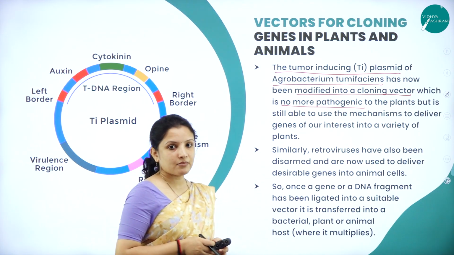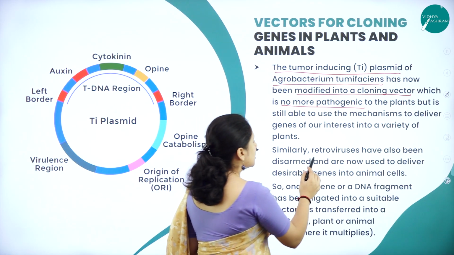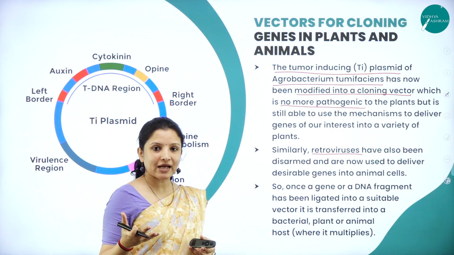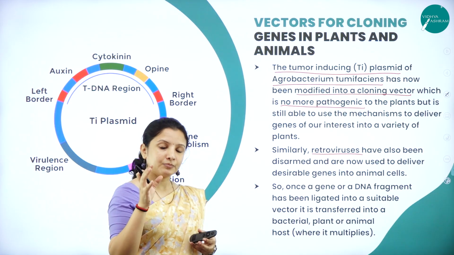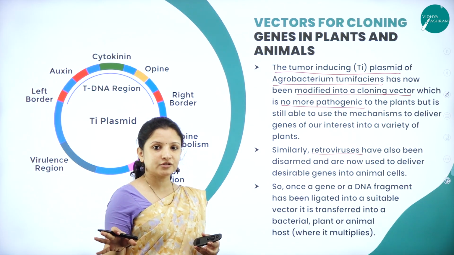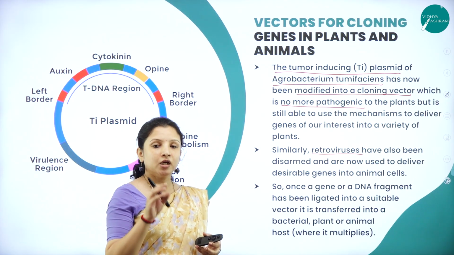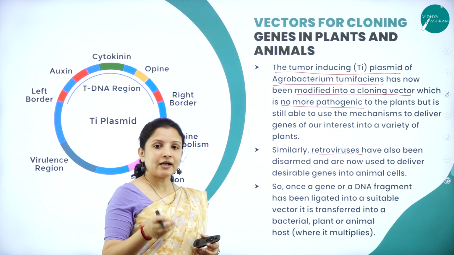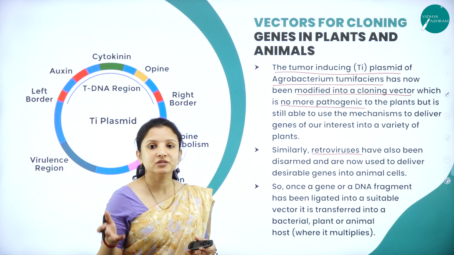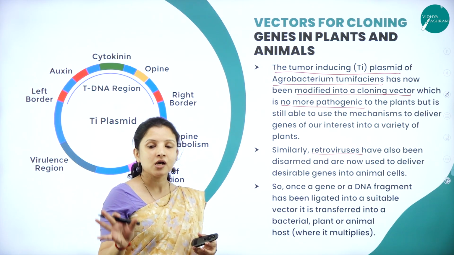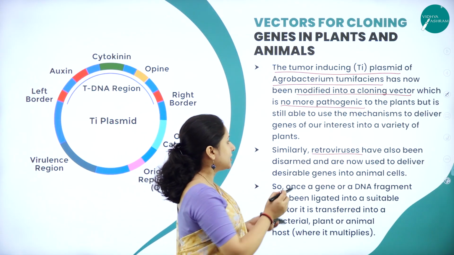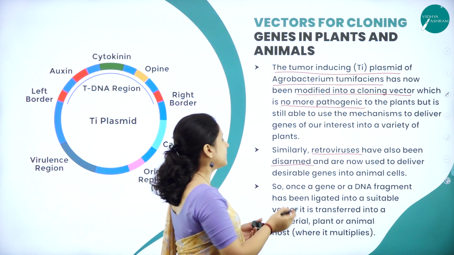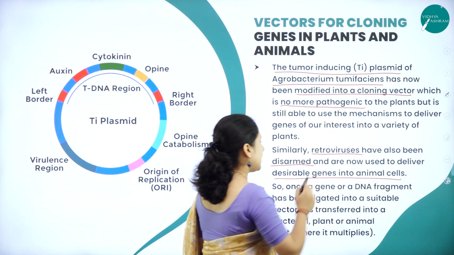Similarly, in the case of animals also, retroviruses are used. Retroviruses also produce tumors, they produce cancer cells, right? But because it is capable of infecting the host very well, this is used as a vector. Here also the retroviruses should be modified in such a way that it is no longer capable of producing cancer cells when introduced into an animal host. So it will be disarmed, made inactive, and then used to deliver the desirable genes into the animal cells.